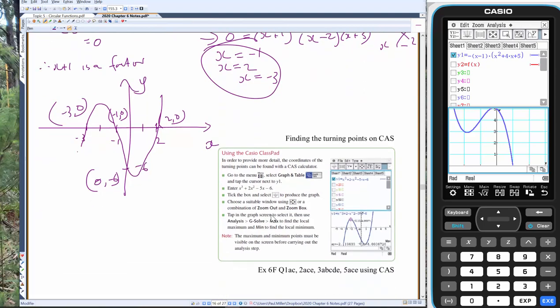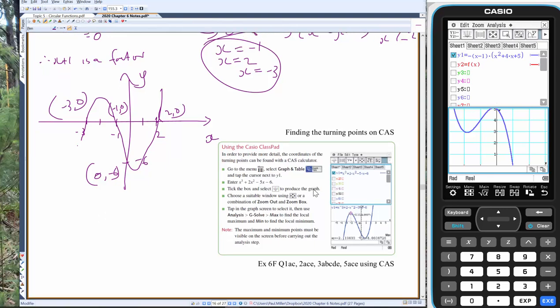Okay, so this outlines the process of finding the x-intercepts, but I did go through that already. And these are your examples here from 6F. Okay, so get cracking on those.